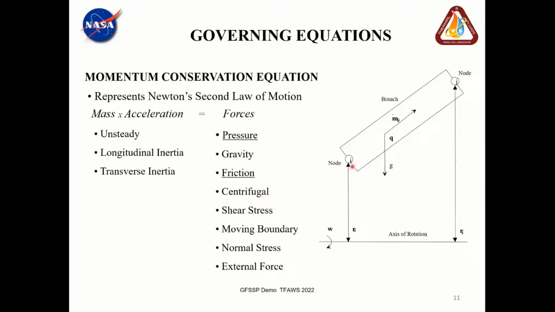What I'm showing here is the nomenclature for the branch configuration. The flow rate is solved in the branch, and it is a function of the pressures located at the node. In this particular one, I'm also showing the gravity. You need to specify the angle that the flow is making with the gravity so that the gravitational force can be calculated. It can also handle rotation, which means that if you define the axis of rotation and angular velocity, it will also calculate the centrifugal force.